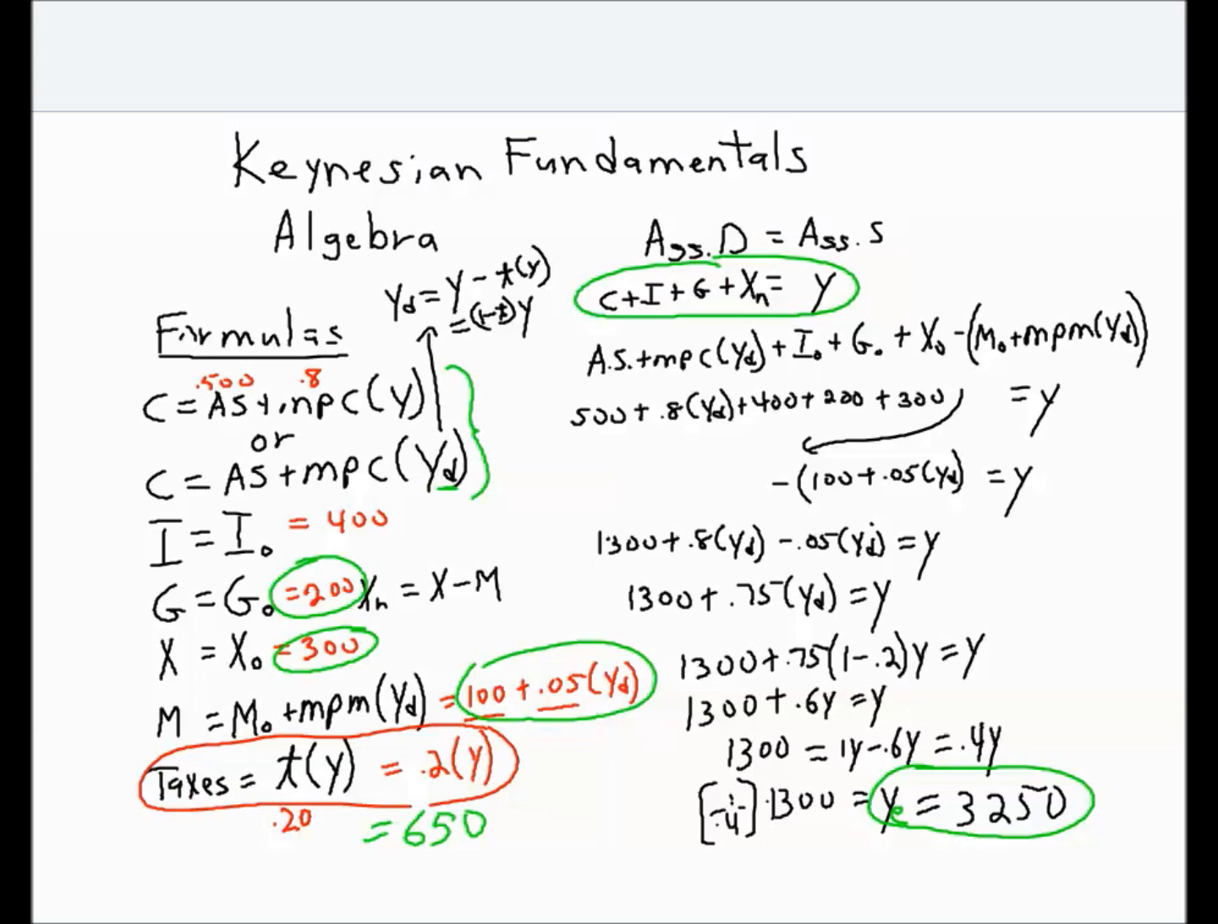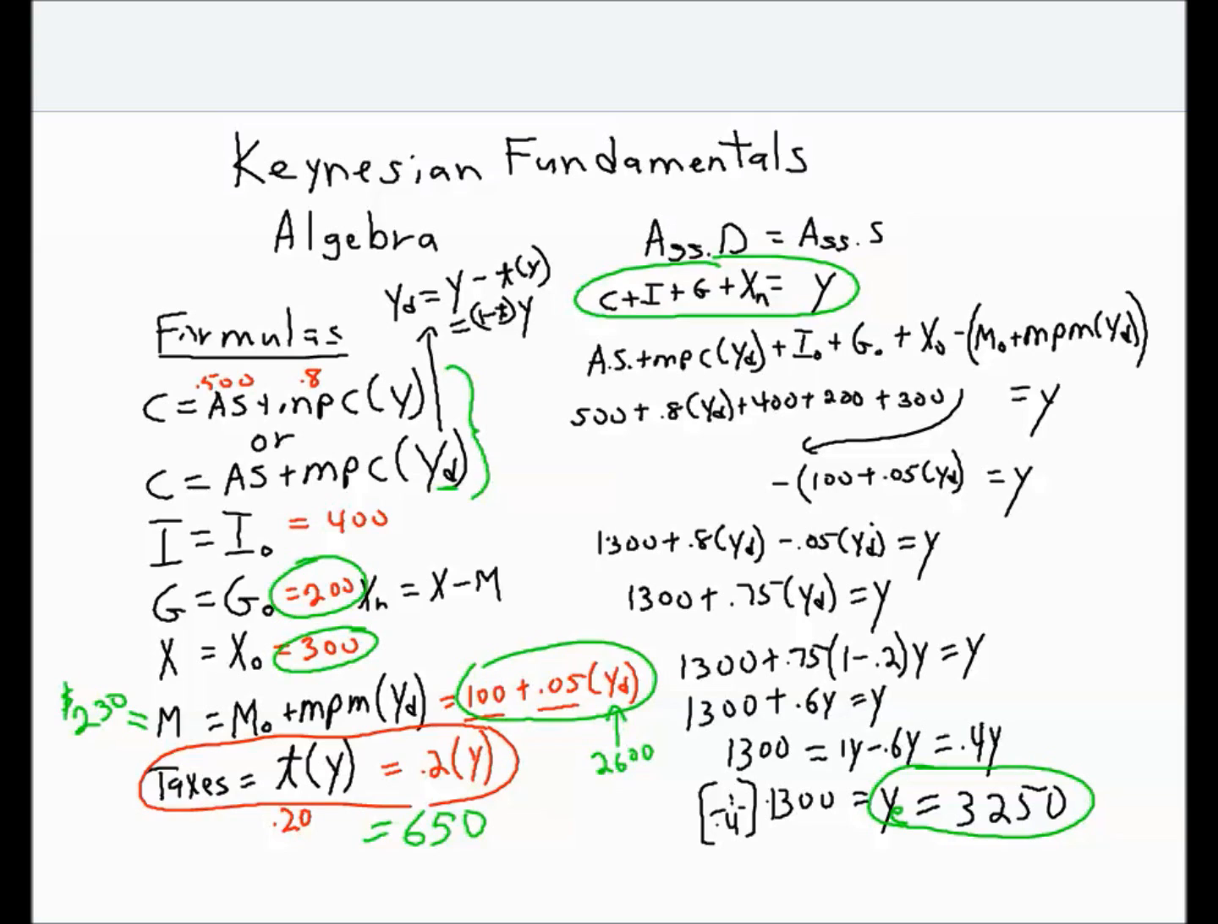Okay, so now let's think about the trade balance. Again, the trade balance is simply exports minus imports. So exports were 300 and the imports are 100 plus 0.05 times YD. So let me get that. 3,250 was my gross income minus taxes, which were 650. So YD was 2,600 is what I get. Multiply that by 0.05 and then add in 100. So I got imports were $230. So let's think about this. Exports were $300 and imports were $230. So we have a trade surplus of $70. And I think that's all we can do in this problem.